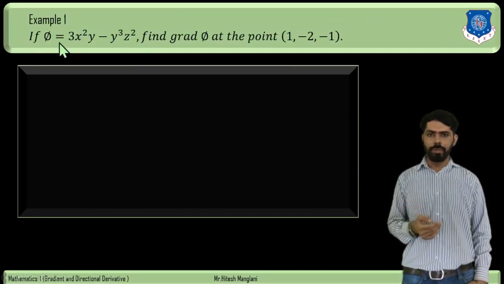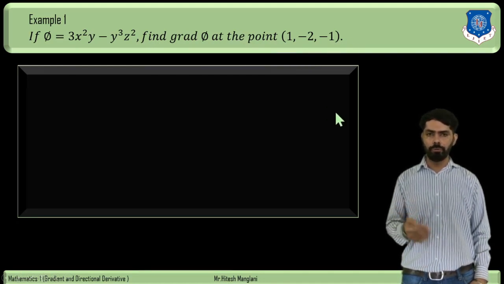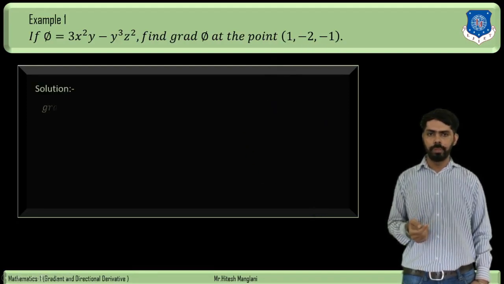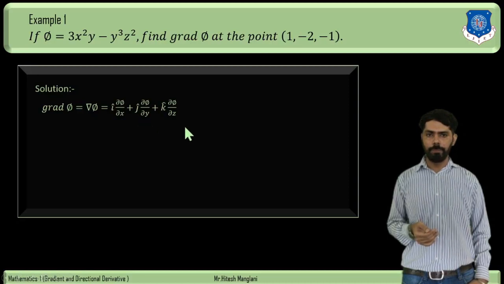So first example: if phi is equal to 3x square y minus y cube z square, then find grad phi at the point (1, -2, -1). So here we will have to find the gradient of phi at the point (1, -2, -1). Now, as we have studied earlier, grad phi is defined as i del phi by del x plus j del phi by del y plus k del phi by del z.